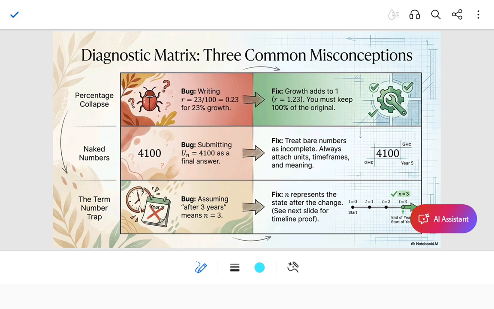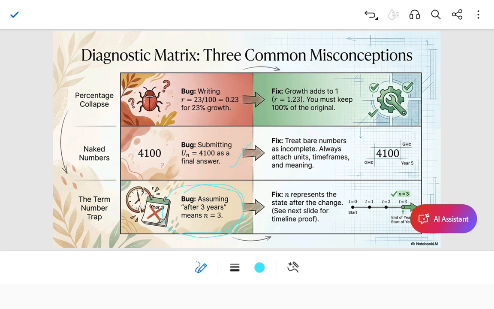Let's come to the numbers. You shouldn't be writing just numbers like that. Make it a complete statement. And the next one is, sometimes you are asked to find the growth after 3 years. After 3 years, it means that it goes to the next year. Please pay attention. After 3 years means the end of the 3rd year and the beginning of the 4th year. So be very careful about statements like this.